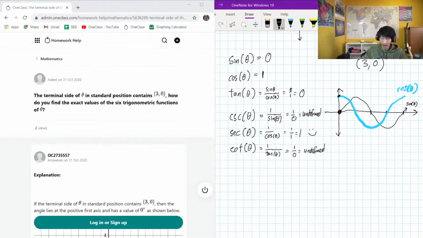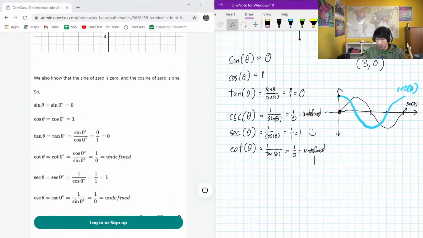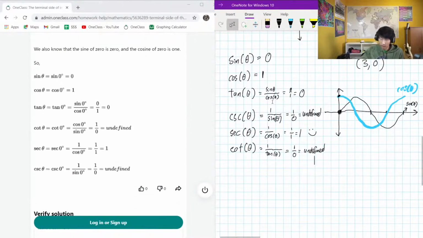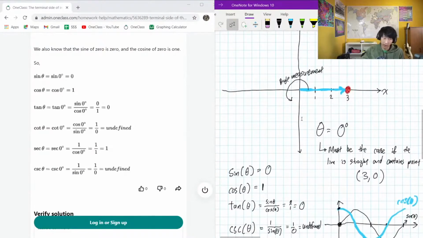Okay, that pretty much wraps up the entire question. Once we found sine and cos, everything was good. Hopefully the answer that we have down here agrees with us. Yep, everything is good. The above solution is good. Awesome. Once we found the angle, everything was fairly straightforward after that.